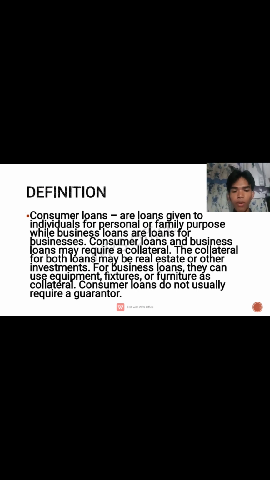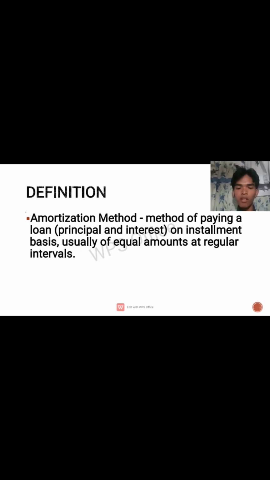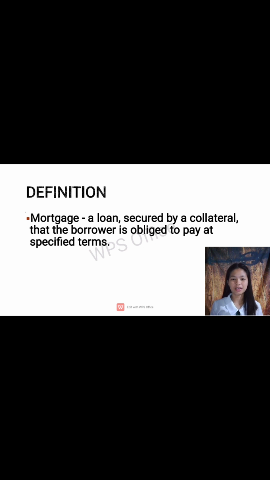The collateral for both loans may be real estate or other investments. For business loans, they can use equipment, pictures, or furniture as collateral. Consumer loans do not usually require a guarantor. Third definition: amortization method, a method of paying a loan's principal and interest on an installment basis, usually in equal amounts at regular intervals.